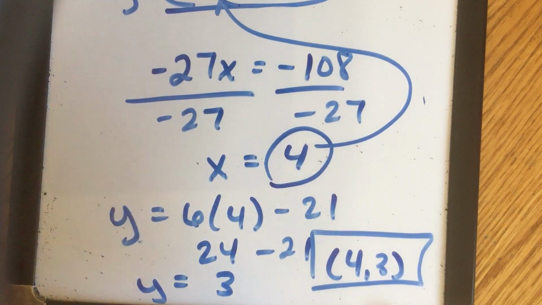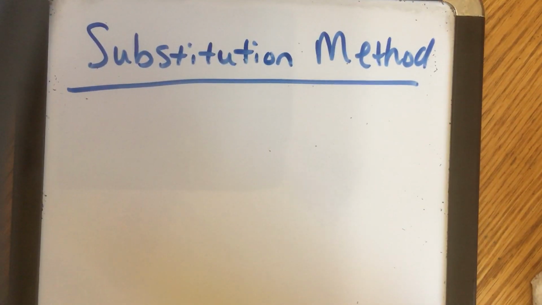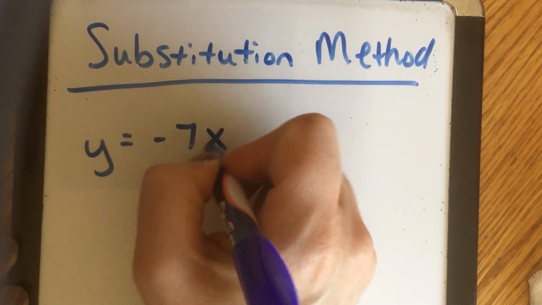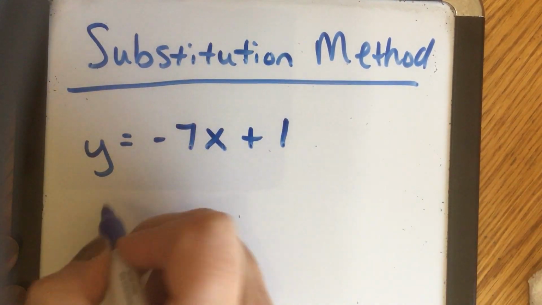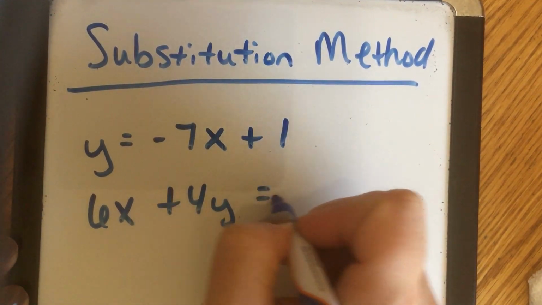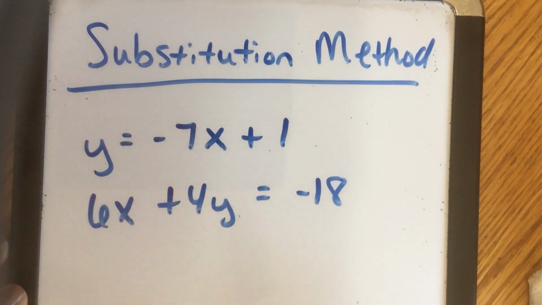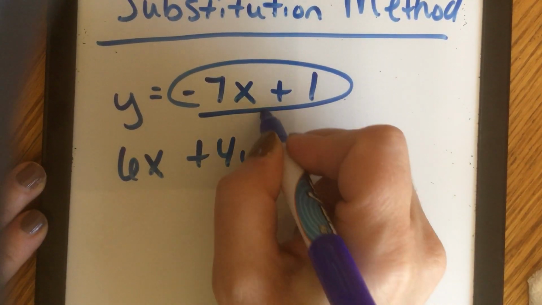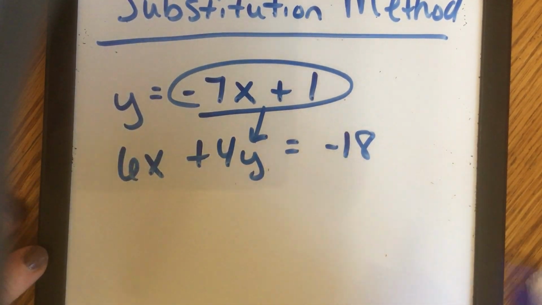Okay, so let's do another one like that. Remember, you can pause this video and rewind it whenever you need to. Okay, so let's do another one. Let's do y is equal to negative 7x plus 1 and 6x plus 4y is equal to negative 18. So I'm going to take all of this that's set equal to y and plug it into that y equation.